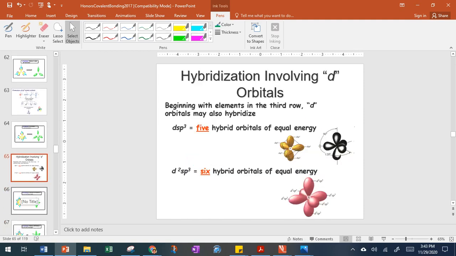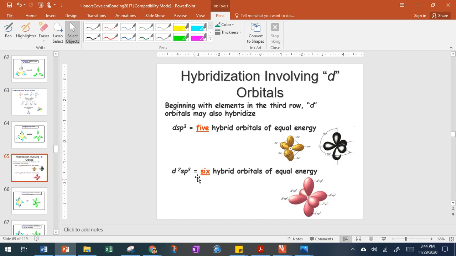Okay, so now remember there's only 3 orbitals in the p sublevel. So to get more regions, we now have to start using the d orbitals. To allow us to have 5 different regions, we have dsp3. We take a single d, a single s, and 3 of the p orbitals. This allows us to form 5 regions in space and allows us to get that trigonal bipyramidal shape.